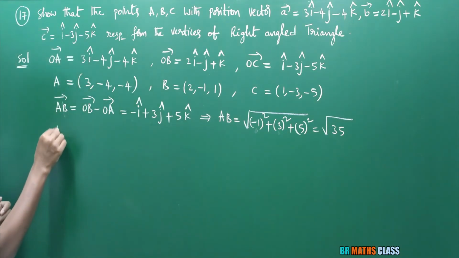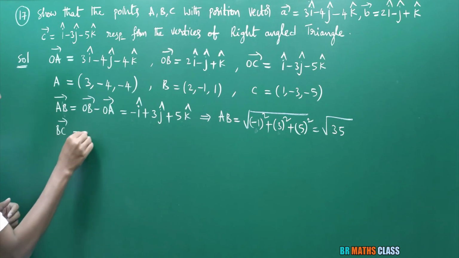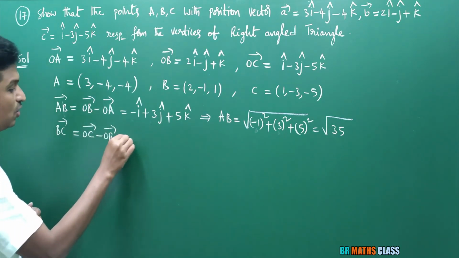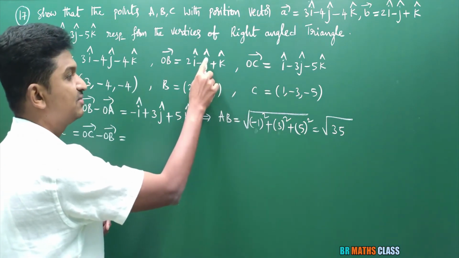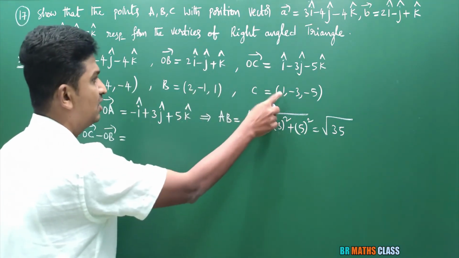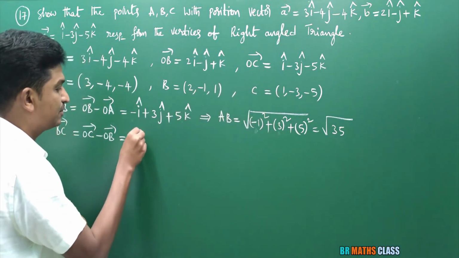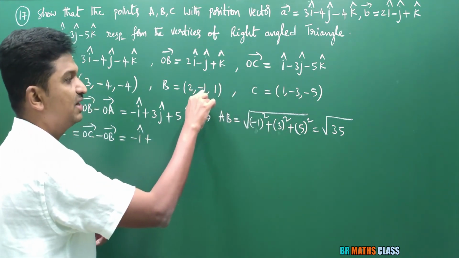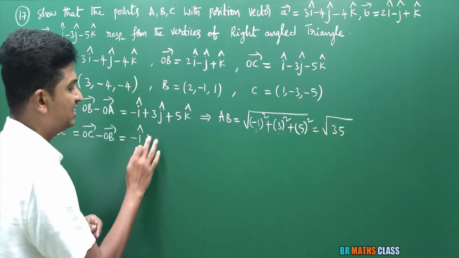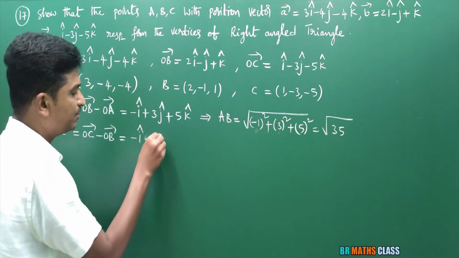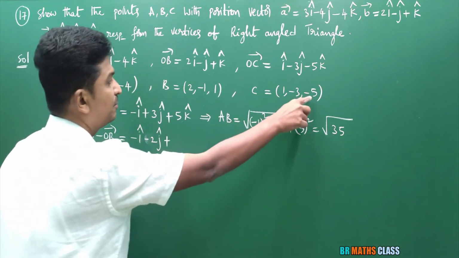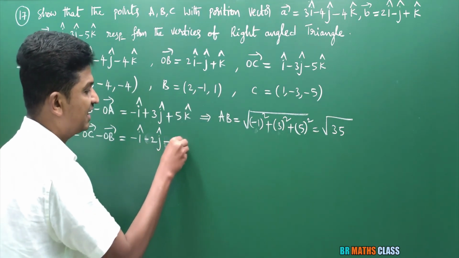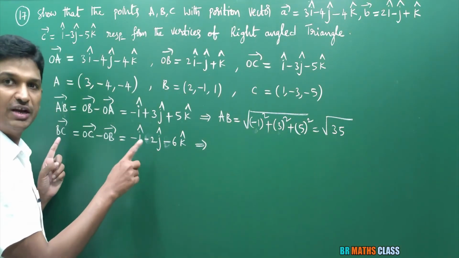BC bar. To calculate BC bar, what is the formula? BC bar formula is OC bar minus OB bar. This vector minus this vector. Subtract. You see here 1 minus 2, that is minus i cap, plus minus 3 minus of minus 1, that is minus 3 plus 1, that is minus 2 j cap, plus minus 5 minus 1, that is minus 6 k cap. You observe here I got the vector BC bar.